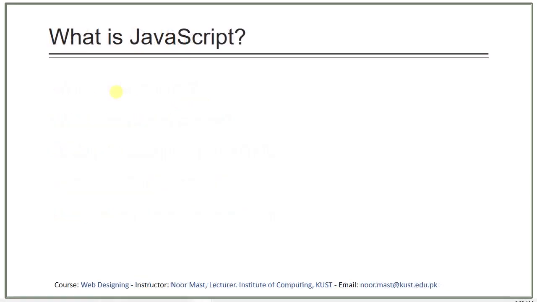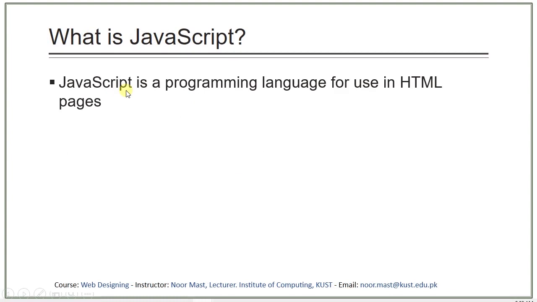What is JavaScript? JavaScript is a programming language for use in HTML pages. It is a client-side scripting language, which means it runs on the user's machine and not on the server, as other web programming languages such as PHP and Ruby do. That means JavaScript is dependent on the browser capability and settings.